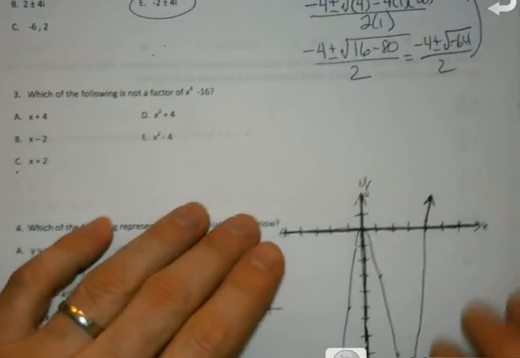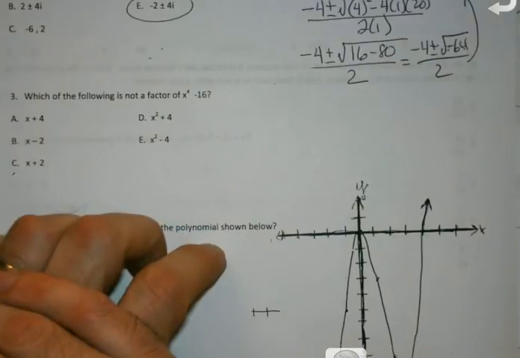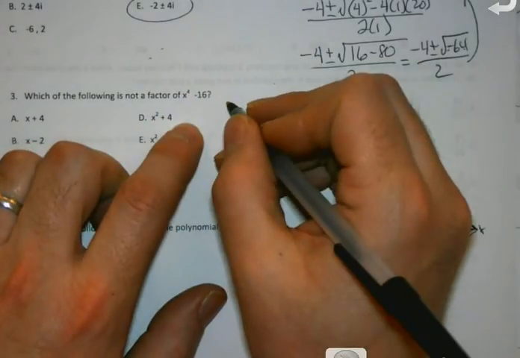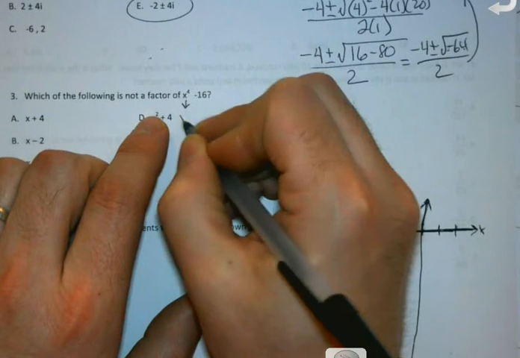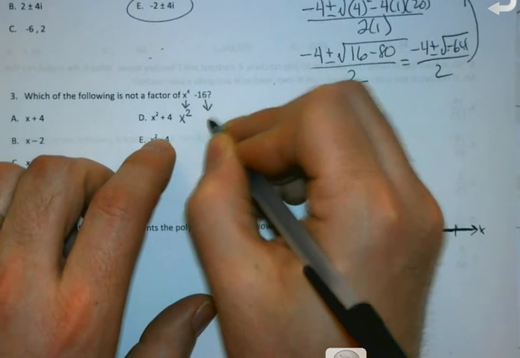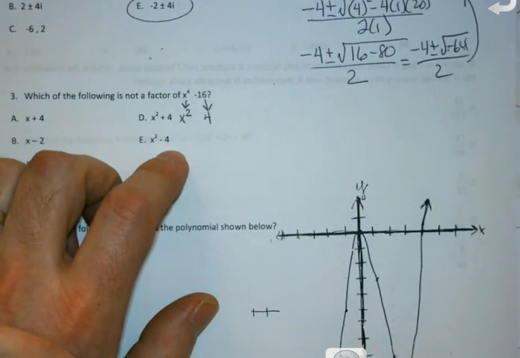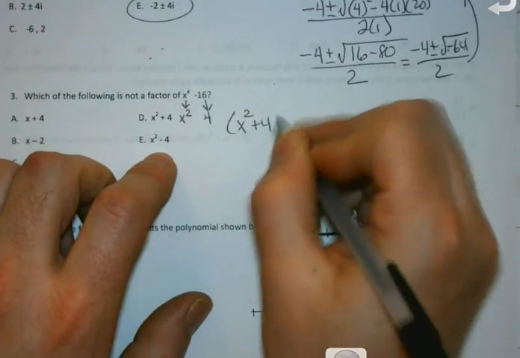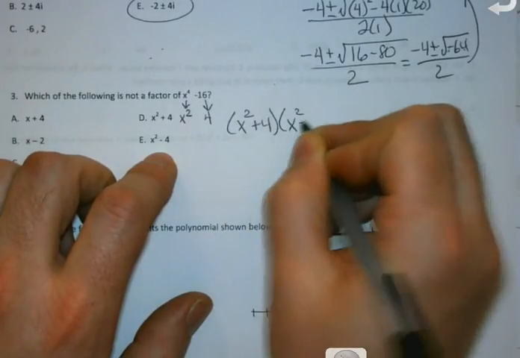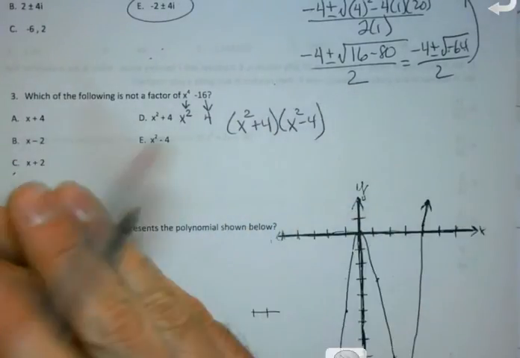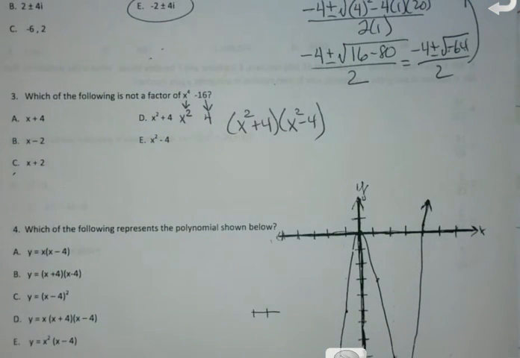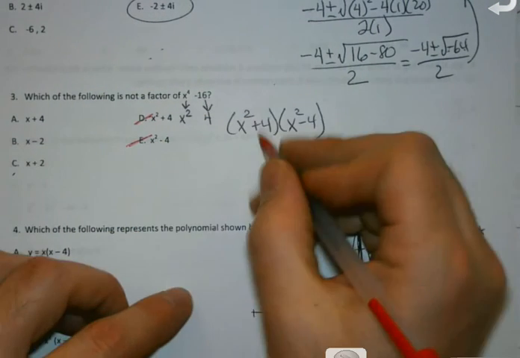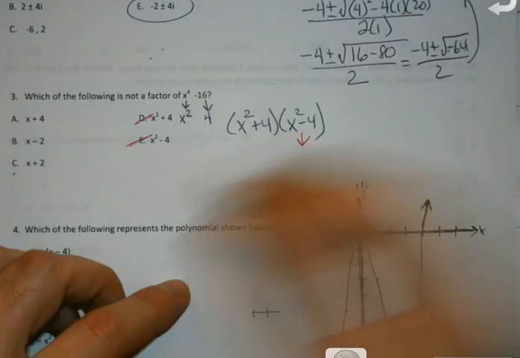Okay, 3. Which of the following is not a factor of x to the 4th minus 16? Now hopefully you look at that and you recognize, ooh, I can square x squared to get x to the 4th. I can square 4 to get 16. So I'd have x squared plus 4, x squared minus 4, because it's a difference of squares. But then you take one more look, because you're like, ooh, not a factor, it's neither of those two. I can break this down still.